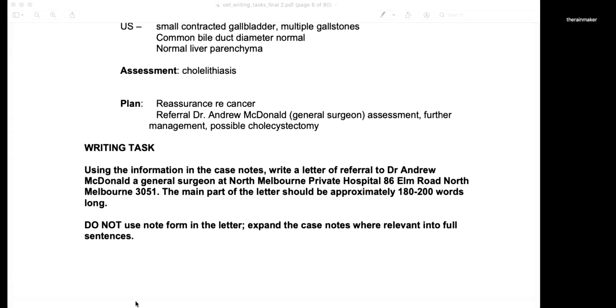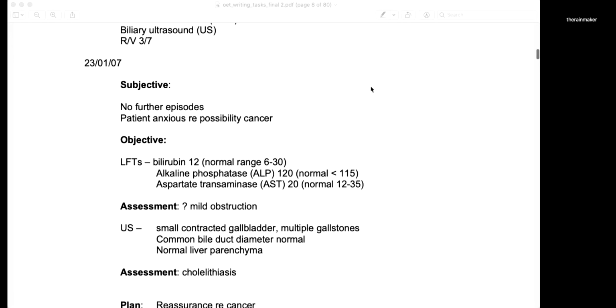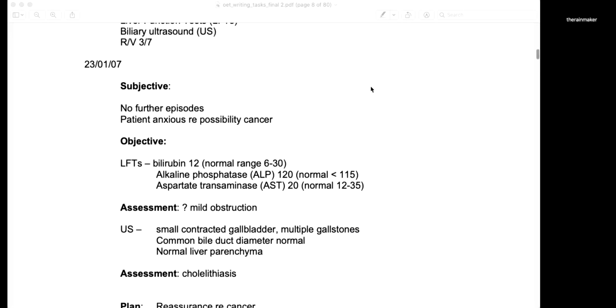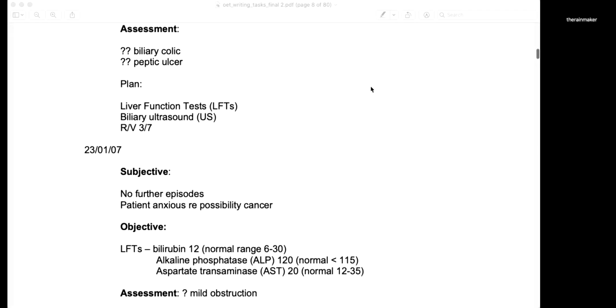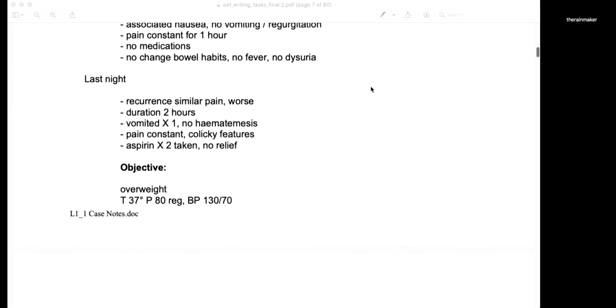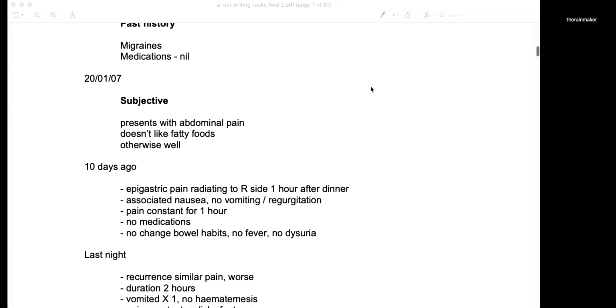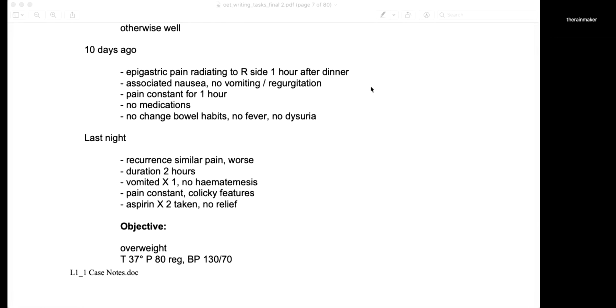Now, look at how many dates there are. The 23rd is today's date, and that is the day when we have diagnosed the patient with cholelithiasis. That's going to be one body paragraph. Maybe the initial presentation, or the combination of the initial presentation with the 10 days history, is going to be another body paragraph. Maybe last night is going to be another body paragraph.